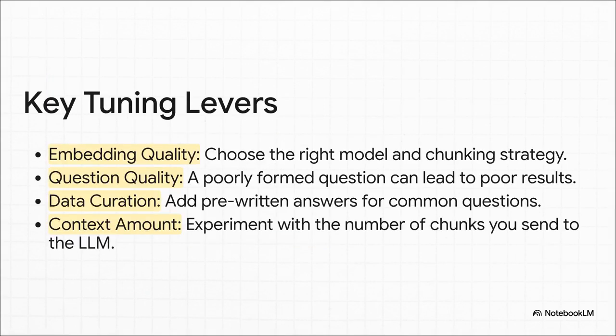So, here are the main dials you can turn to fine-tune its performance. The quality of your embeddings is critical, and that goes right back to your chunking strategy. The user's question matters a ton. In fact, some really slick systems even use another AI to rewrite a user's messy question into a perfect one before it even starts searching. How cool is that? You can also curate your data, maybe by preloading perfect answers to frequently asked questions. And finally, you just have to experiment with how much context you provide to the LLM to find that sweet spot for the best possible response.